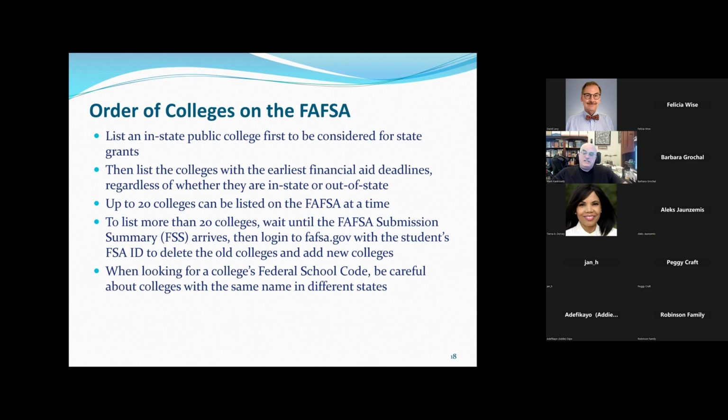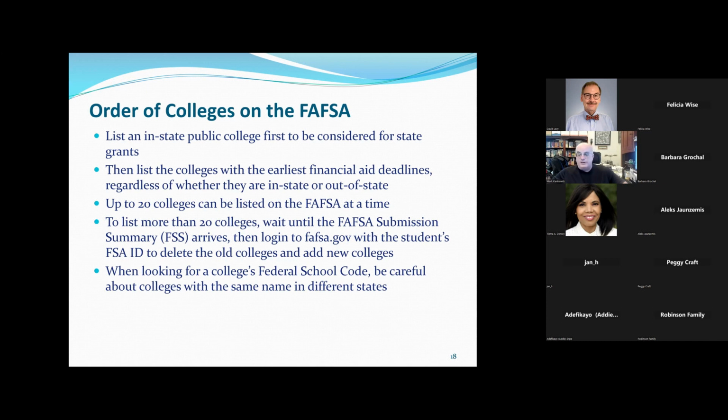Always list an in-state public college first on the FAFSA to ensure that you qualify for state grants. If you don't list a Maryland school first on the FAFSA, you might not qualify for Maryland state grants. So you need to focus and do that one first. And next, I suggest listing the colleges in order of financial aid deadline to ensure that they receive your FAFSA information by their priority deadline.